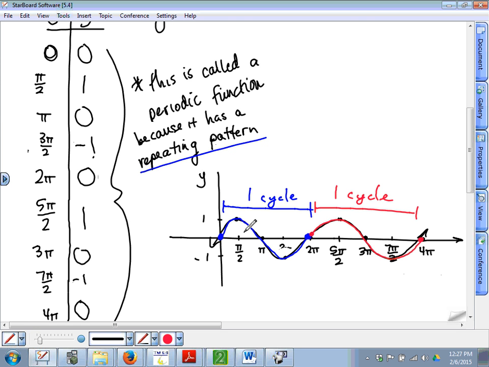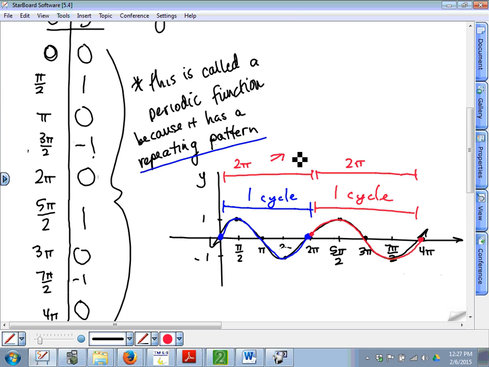What's the horizontal distance needed for this graph to complete one cycle? This cycle started at 0 and it ended at? This cycle started at 2 pi and it ended at? 4 pi. If I did another cycle, it would start at 4 pi and end at? 6 pi. Okay? So the distance from here to here is 2 pi, right? The distance from here to here horizontally is 2 pi.